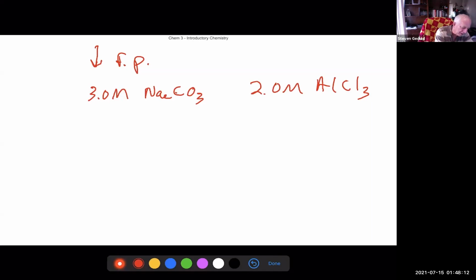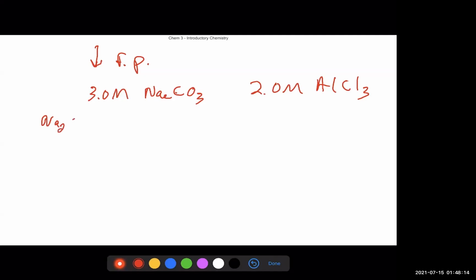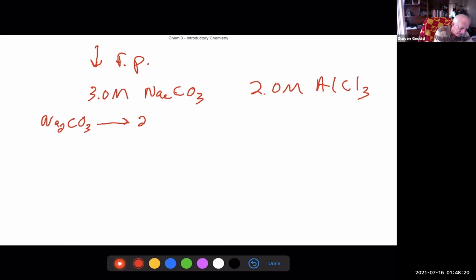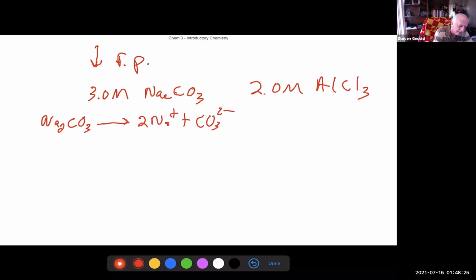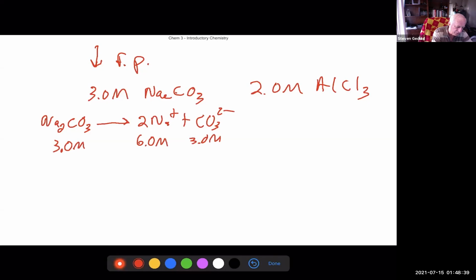Okay. So sodium carbonate goes into 2 Na plus and 1 carbonate. Okay, and this is 3 molar. So this is 6 molar, and this is 3 molar, right? Because there's 2 sodiums for every 1 sodium carbonate. So that gives a total of 9.0 molar when we add these together. That's what's in solution. And we've got 2 molar aluminum chloride.